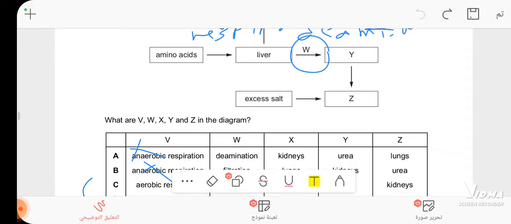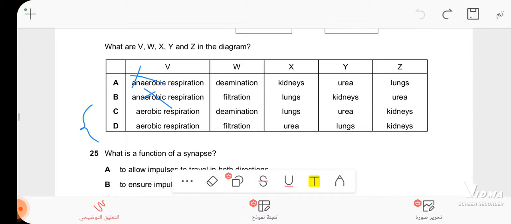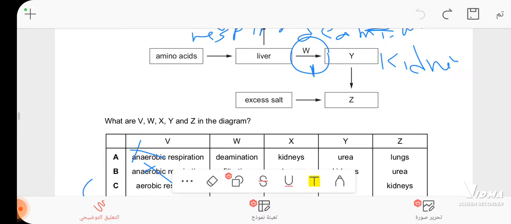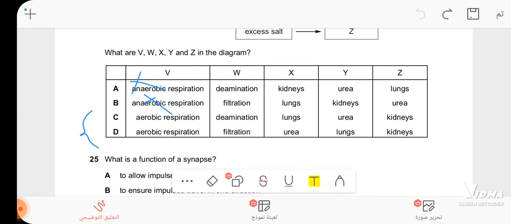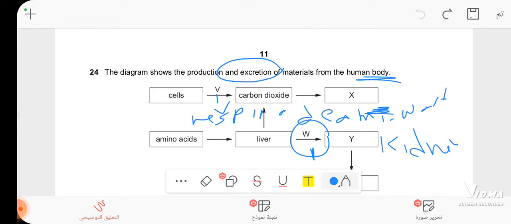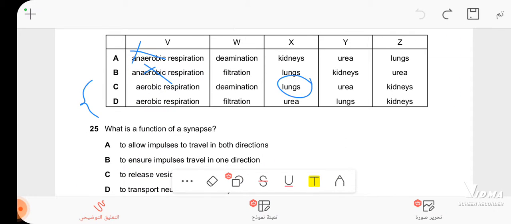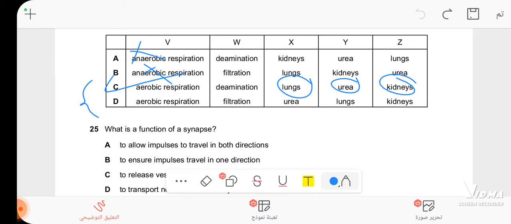Now Y, after the liver it will move to the kidney. I said it will change into urea and will move to the kidney for excretion. It's talking about X firstly. X is lung. Carbon dioxide will move to the lungs here. It is right. Then Y is kidney. So aerobic respiration, deamination, lungs, urea, kidney. So it is C.